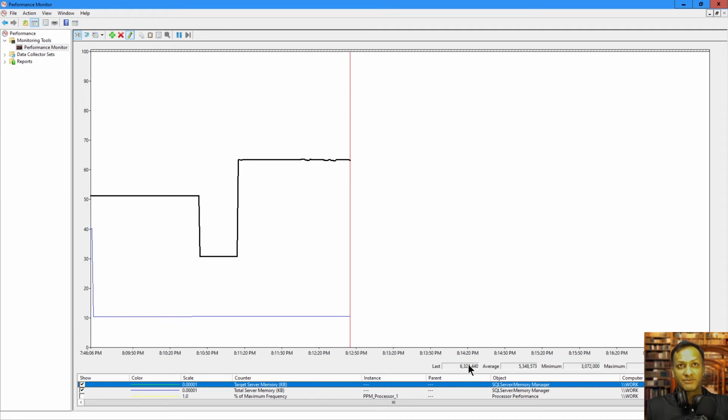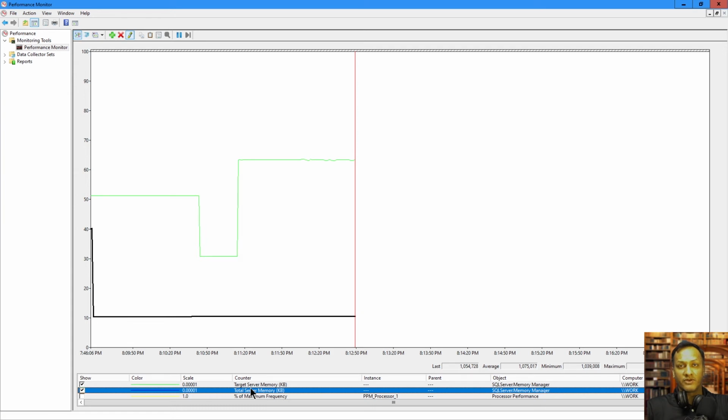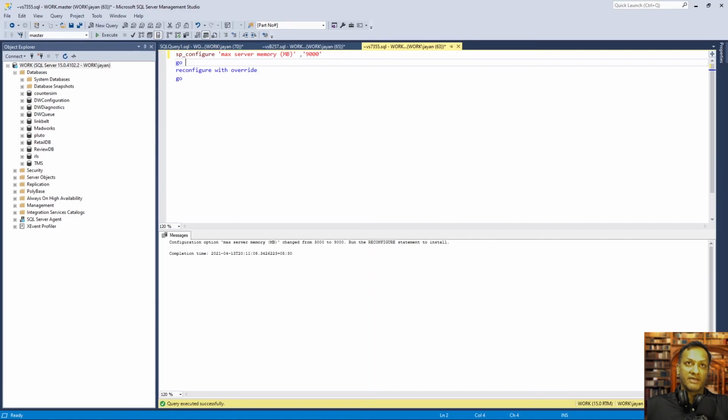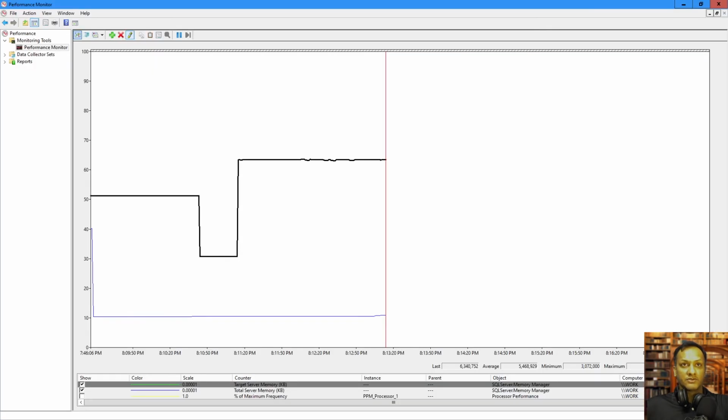As you can see in this particular case right now, my total server memory is about 1.1 gigabytes, and the target server memory is 6.3, which means I've got plenty of room to grow. There's nothing running on the system. It's not ramping up, because a typical workload hasn't been executed on the system as of right now. So I'm going to go ahead and reduce the maximum memory to, say, 4 gigabytes. Oops, let's make that 4. And you'll see that as soon as I change it to 4, the memory is going to dip again.